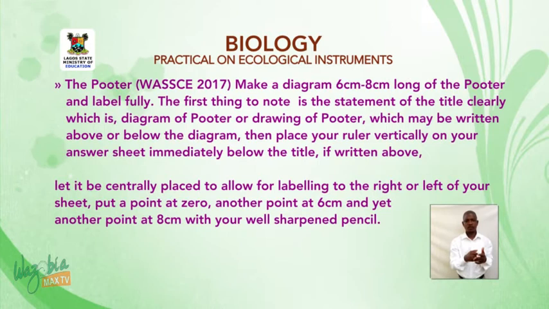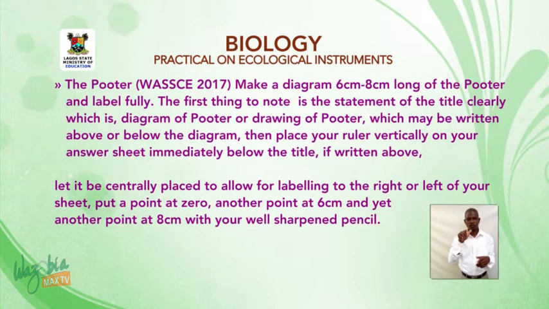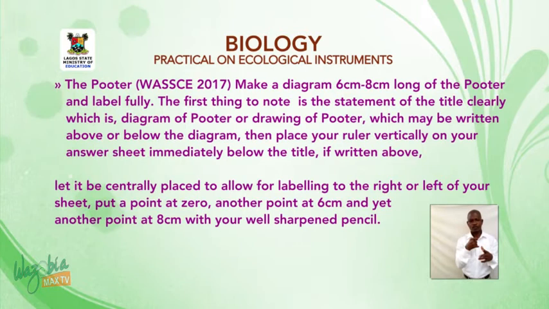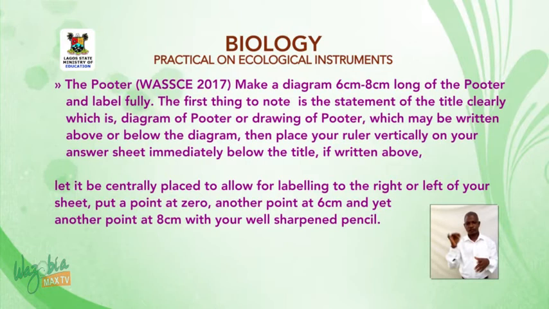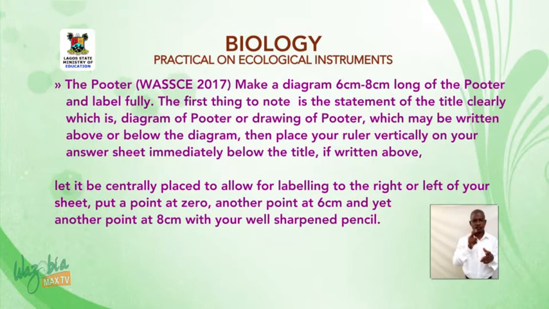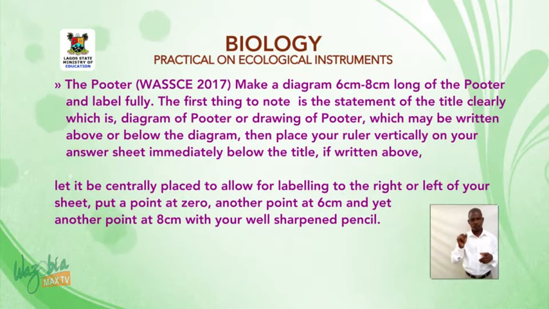Make a diagram 6 centimeters to 8 centimeters long of the putter and label fully. The first thing to note is the statement of the title clearly, which is Diagram of Putter or Drawing of Putter, which may be written above or below the diagram. Then place your ruler vertically on your answer sheet immediately below the title if written above. Let it be centrally placed to allow for labeling to the right or left of your sheet.